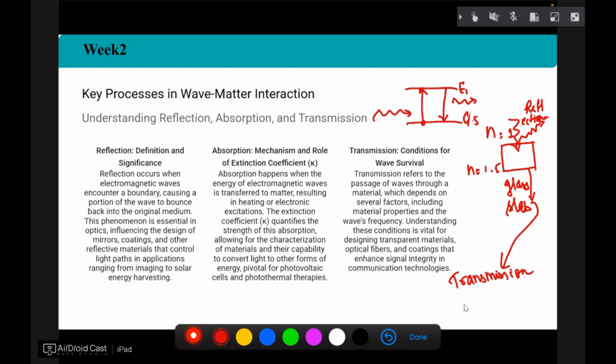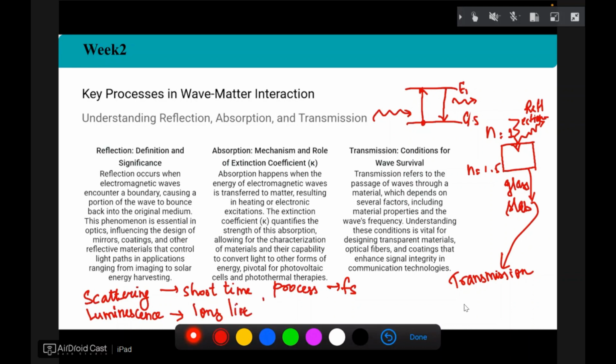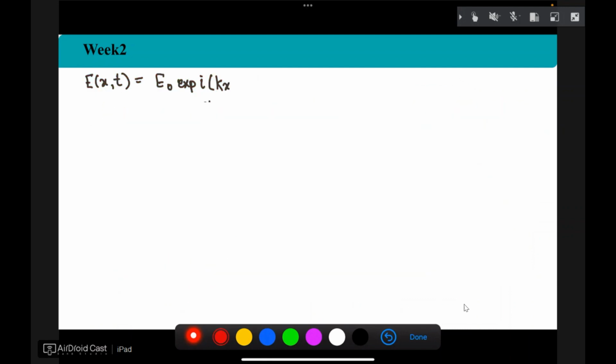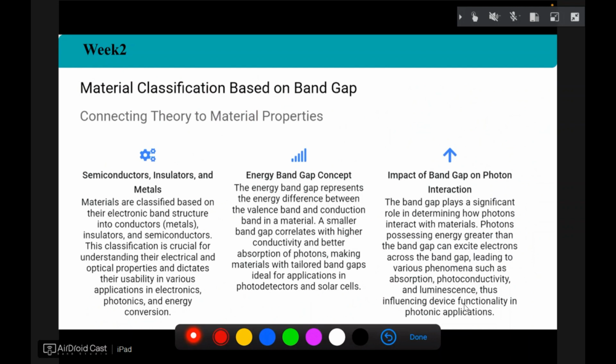The key difference between these two processes is that scattering is a short time process, at a femtosecond scale, whereas luminescence is a long lived process, in the order of nanoseconds. So these were three primary processes, and two were the extra processes.